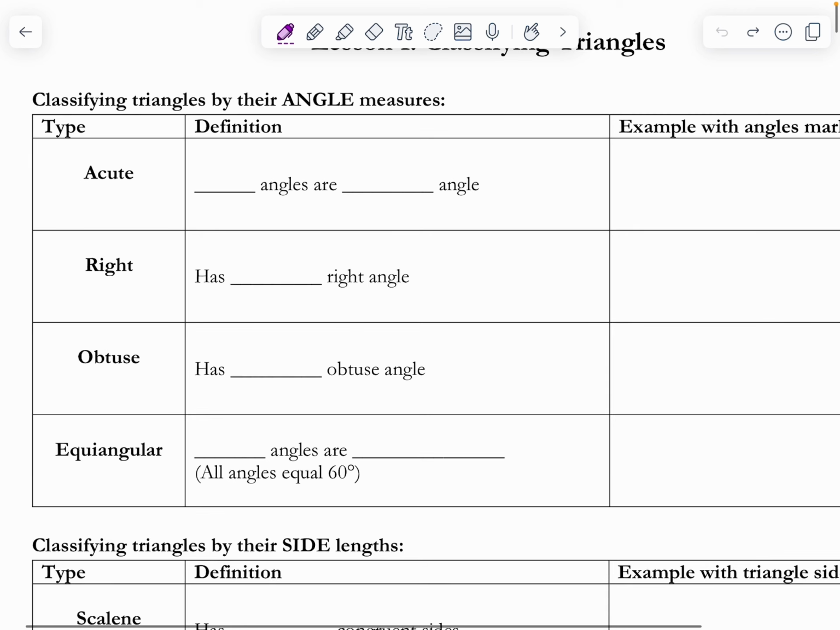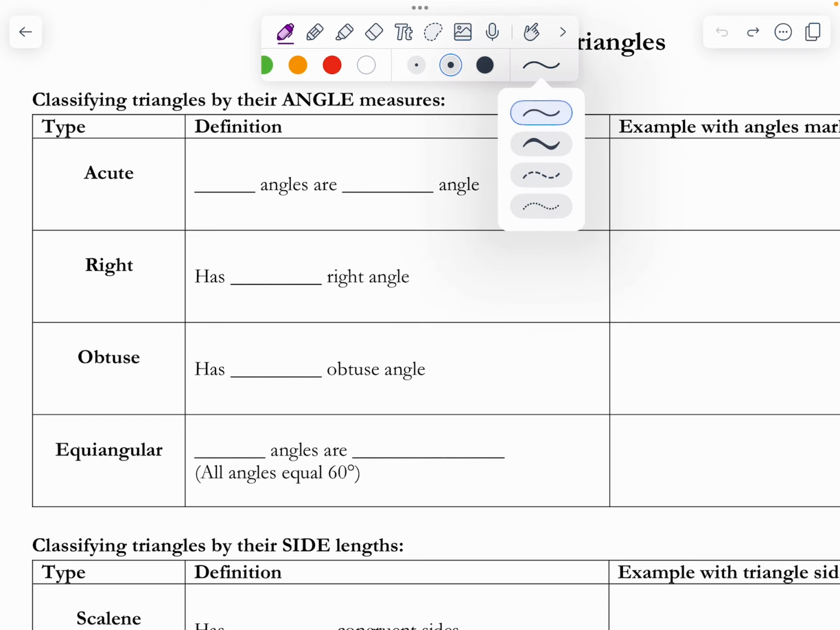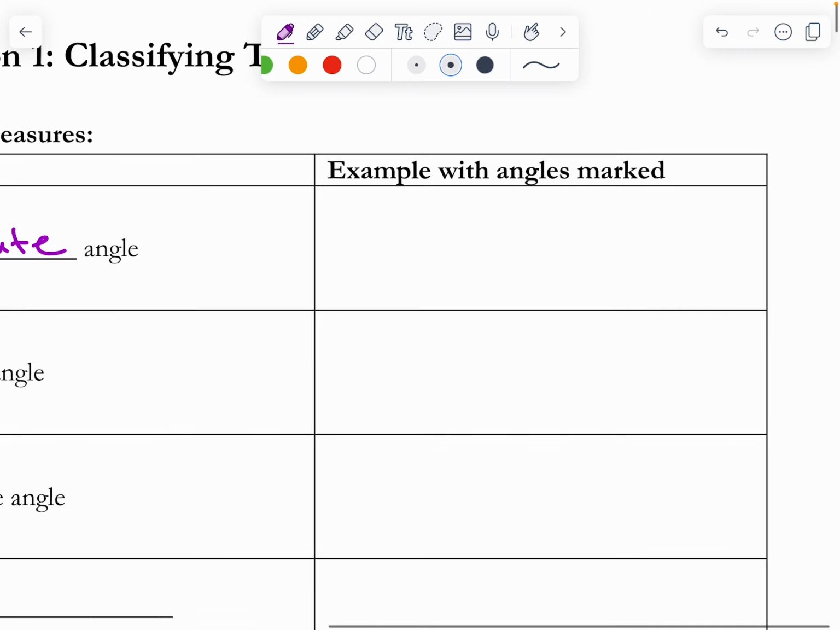The first one is an acute triangle. That is if all angles are acute. What? You can't use a definition of something to define itself. But for an acute triangle, if you guys remember, acute angles are any angles that are less than 90 degrees but more than zero.